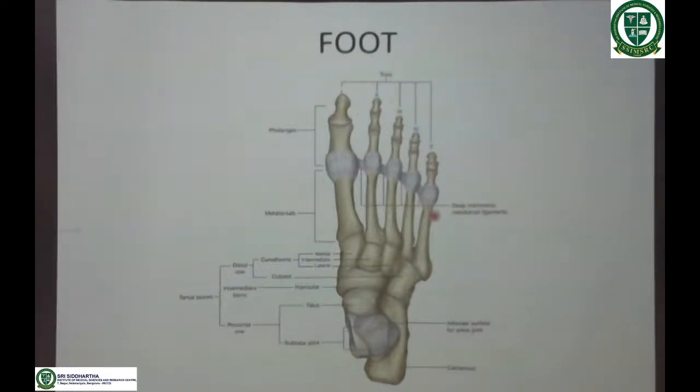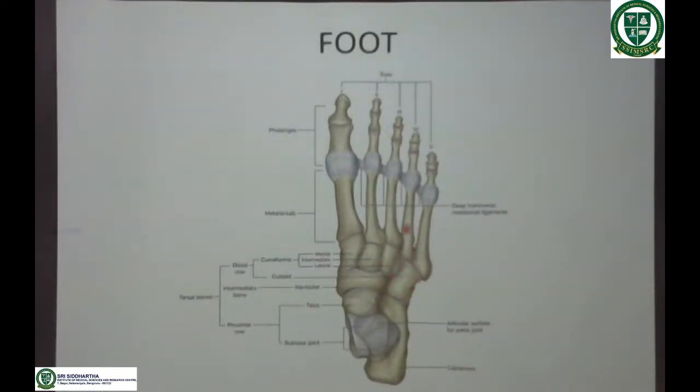So in this image, we are saying this is the bony framework of the foot. This is the right foot. Here we can see the tarsal bones. This is the calcaneus. This one is the talus. Here you can see the navicular. Then distal to the navicular, you can see the cuneiform bones. This is the medial cuneiform. This is the intermediate cuneiform. And this one is the lateral cuneiform. Lateral to that, you can see this one.